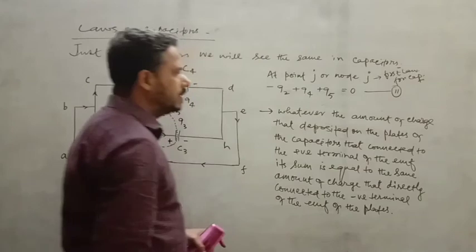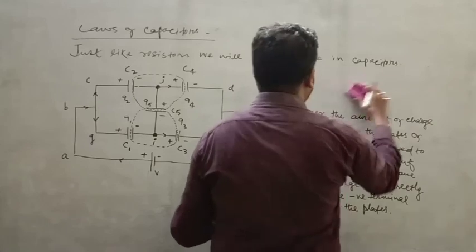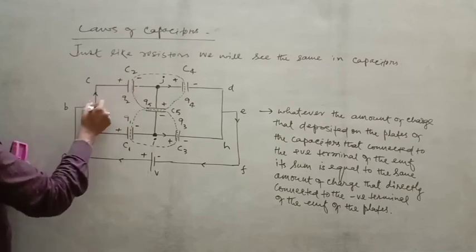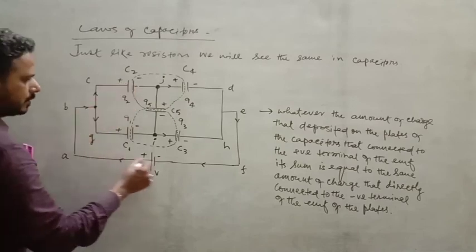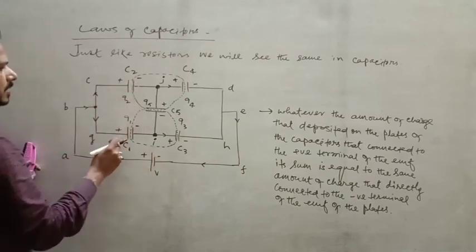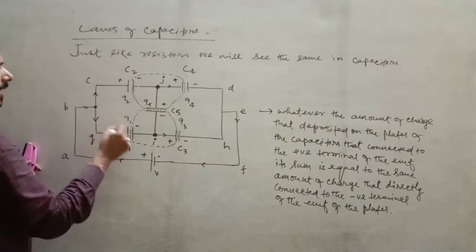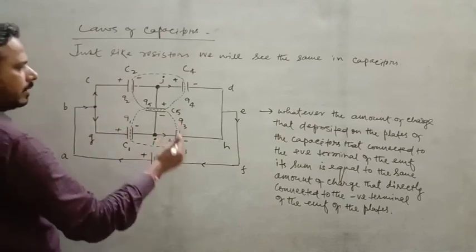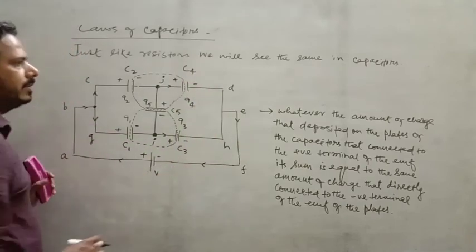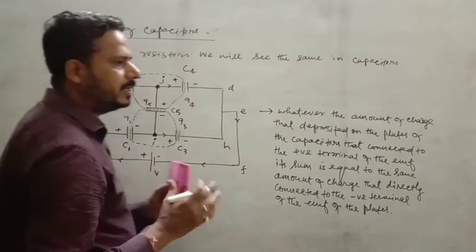Alright, so accordingly see here, this is your phase, the terminal that is directly connected to the positive terminal of the EMF. From this positive terminal you are seeing that C1 and C2 are the two capacitors whose plates are directly connected to this positive terminal, and accordingly C3 and C4 have their plates directly connected to its negative terminal. So both charges are equal in amount, whatever it is, positive or negative.